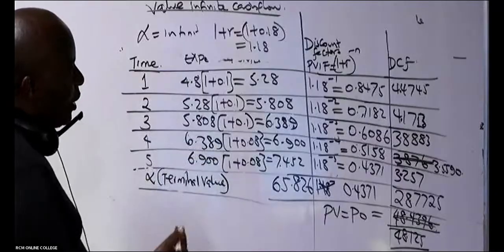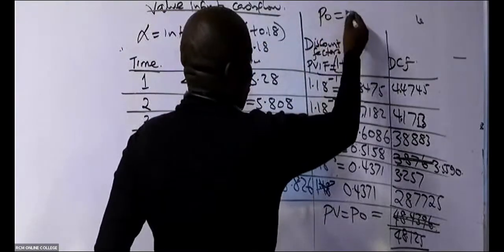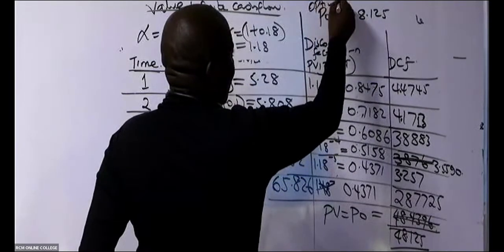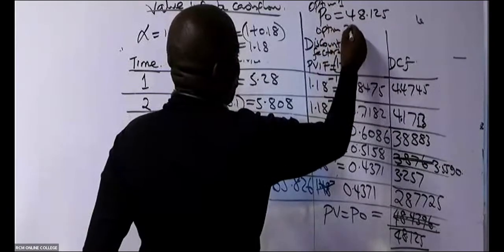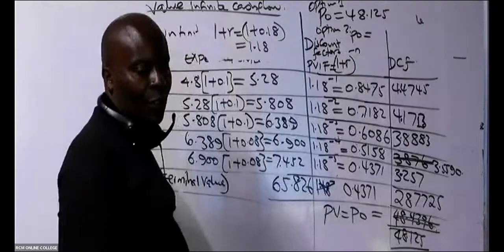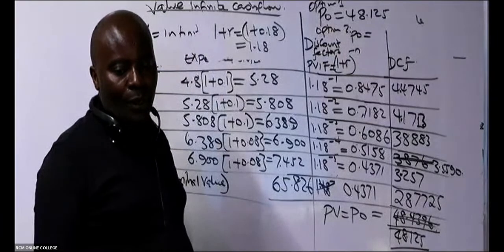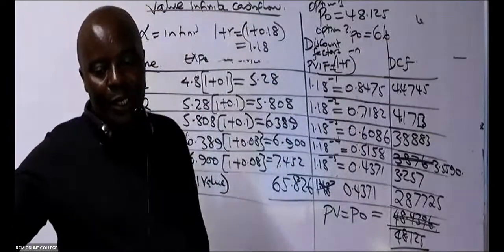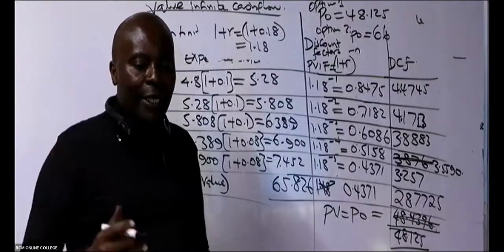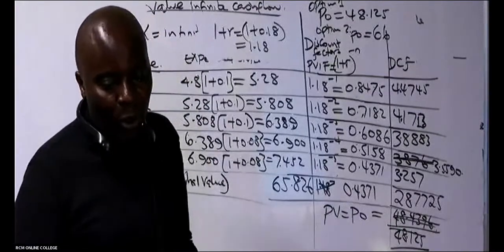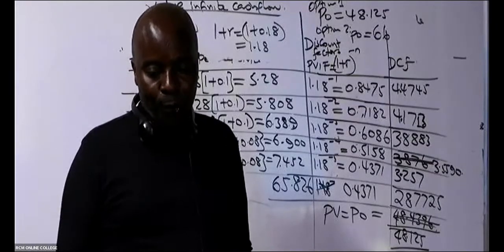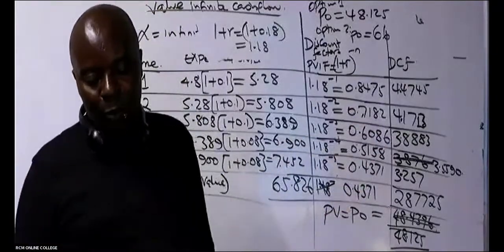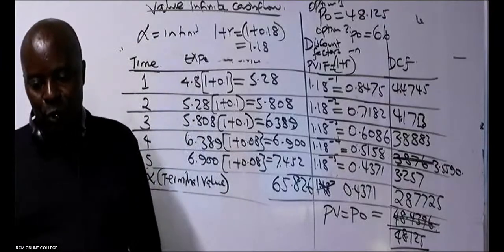If I go this way, my share is worth 48.125. This is option 1. If I go through option 2, my share is worth how much? 66. So in this case, myself as an investor would always want a higher share price, and therefore I recommend option number 2. Option number 2 is better.